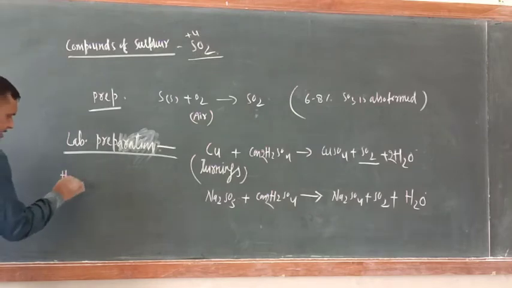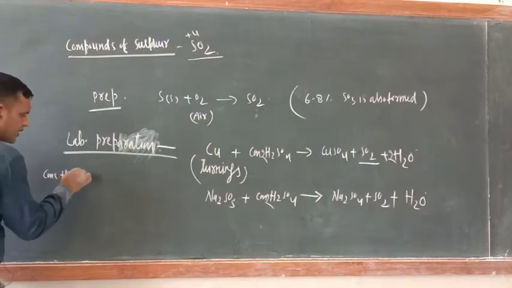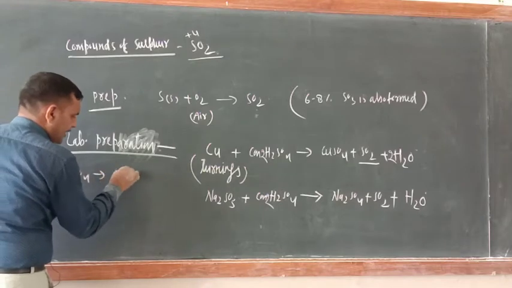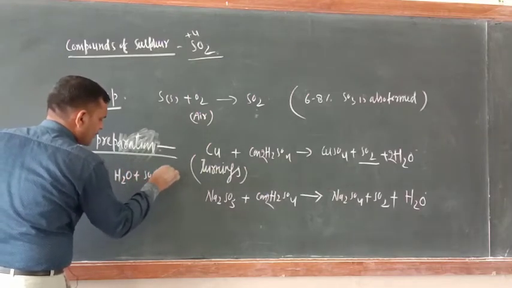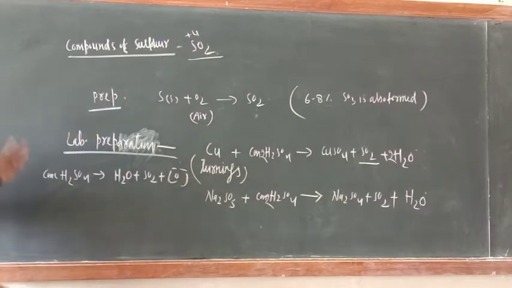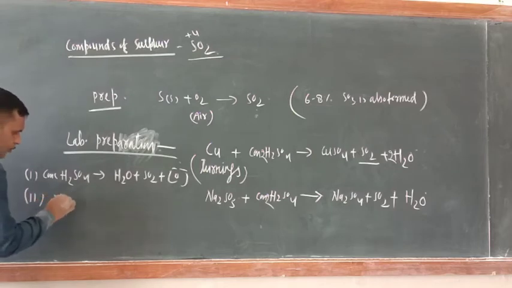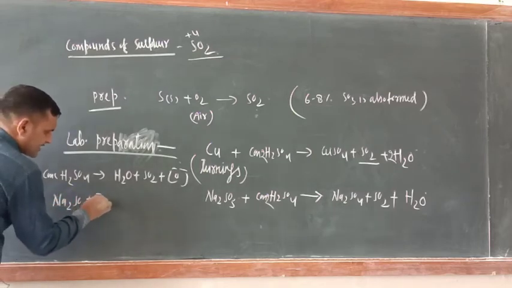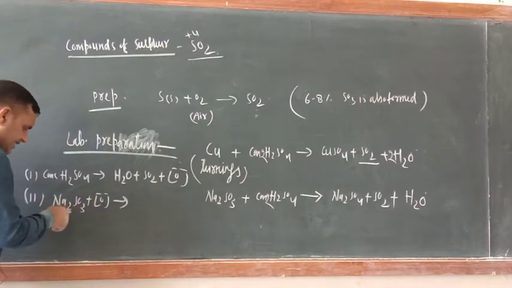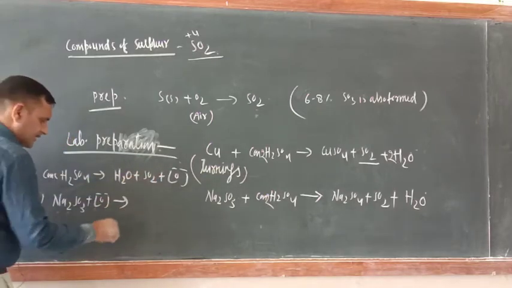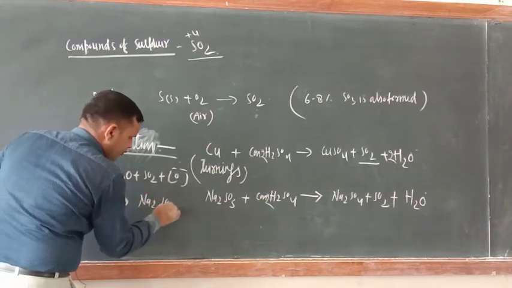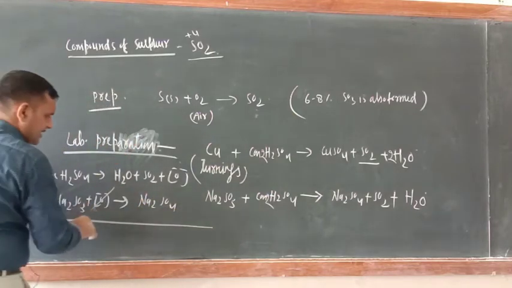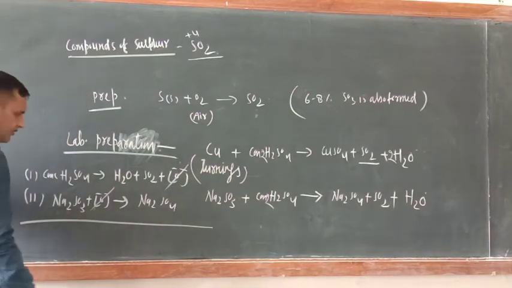Just see, this conc. H2SO4 dissociates into H2O plus SO2 plus nascent oxygen in the first step. In the second step, this Na2SO3 takes up that nascent oxygen and forms Na2SO4. Just see, this nascent oxygen is cancelled out. Now you can balance the reaction. The reaction is also balanced. Now just try to understand here.